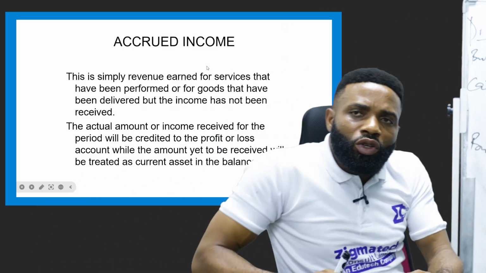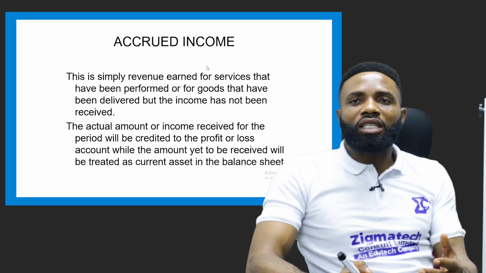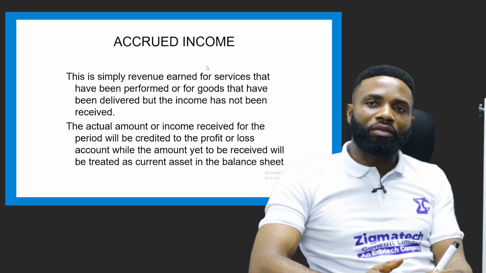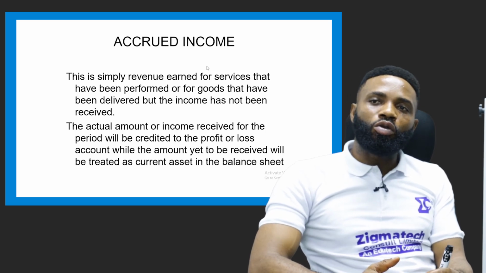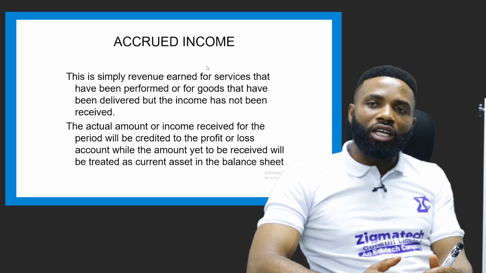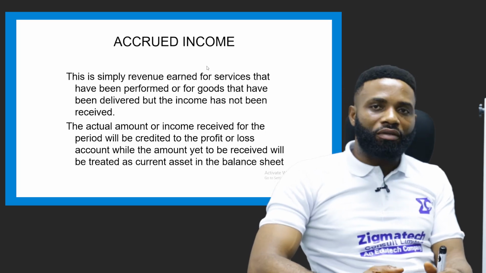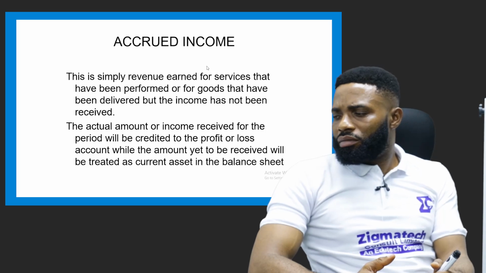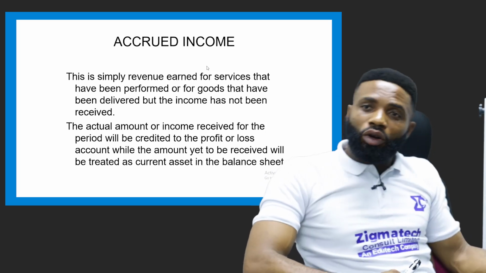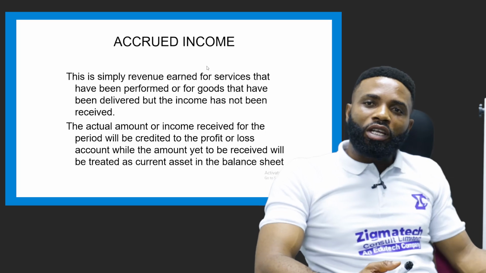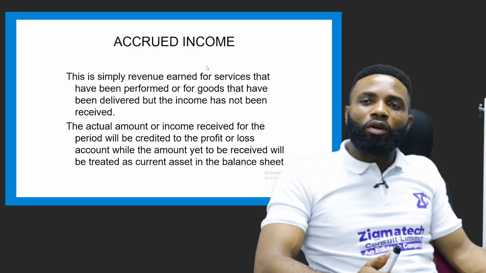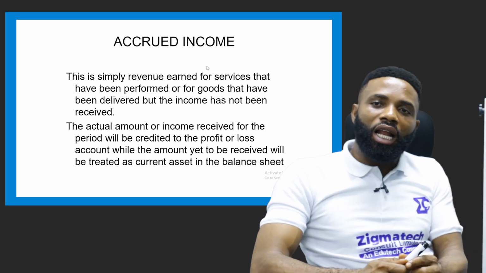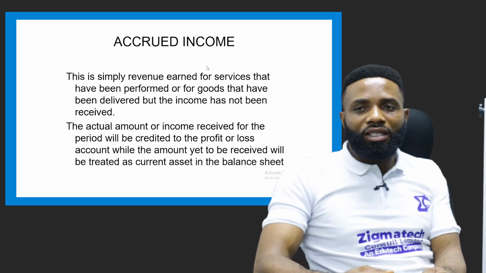Okay, now when we talk about accrued income, I said it's simply revenue earned for services that have been performed or for goods that have been delivered but the income has not been received. The actual amount or income received for the period will be credited to the profit or loss account, while the amount yet to be received will be treated as current asset in the balance sheet.